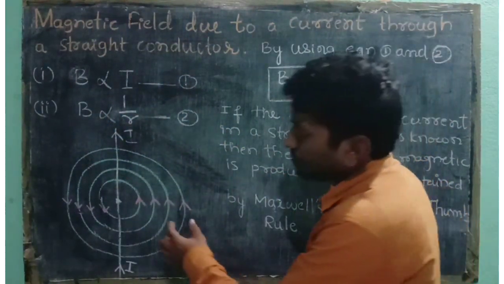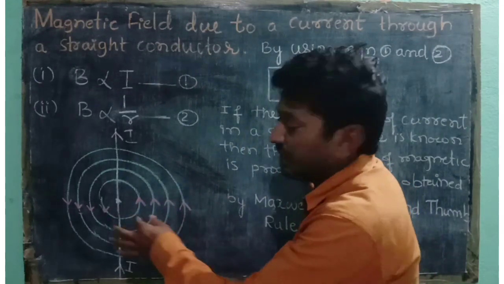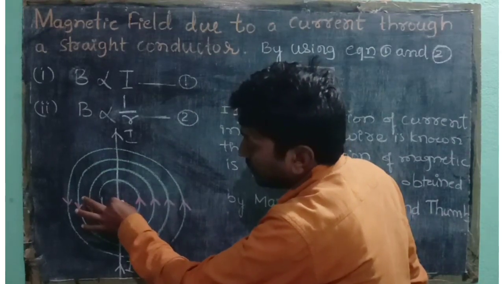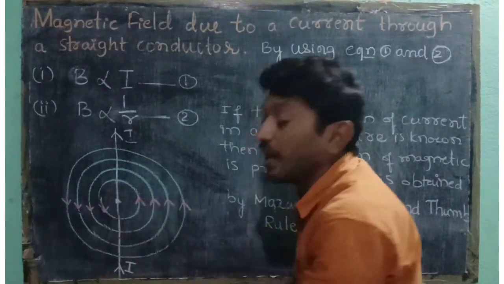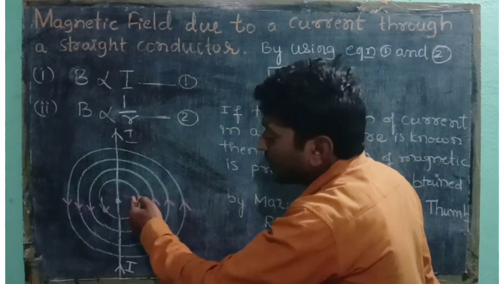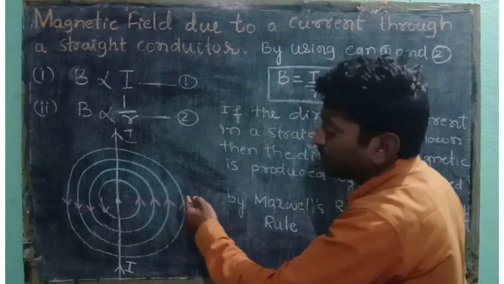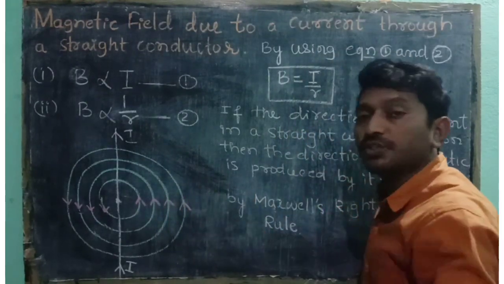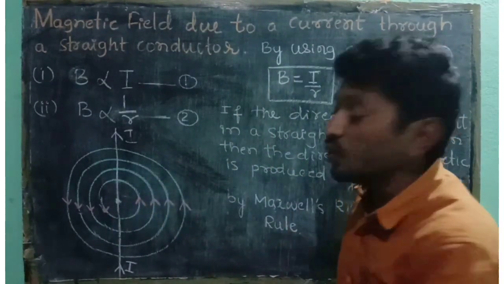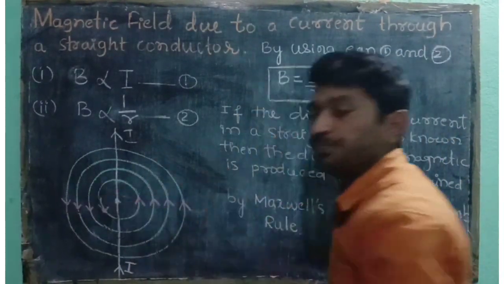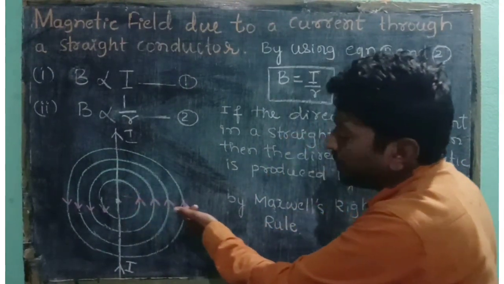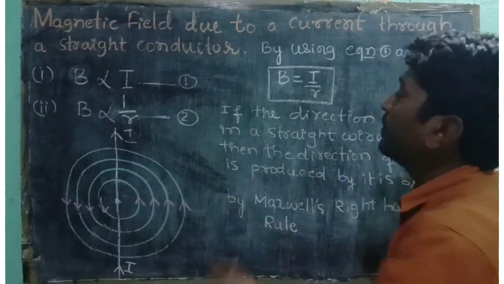But here the magnetic field near the center, or near the conductor, is higher. The magnetic field is higher near the conductor, and it goes on decreasing away from the conductor. Once again, my dear students, the magnetic field is greater near the conductor, and it goes on decreasing as we move away from the conductor. That's a very important point.